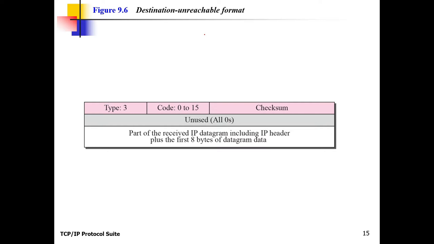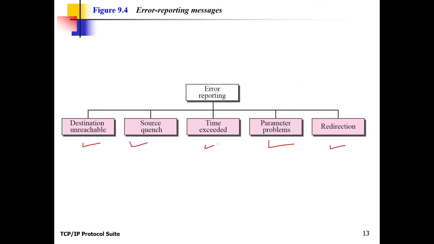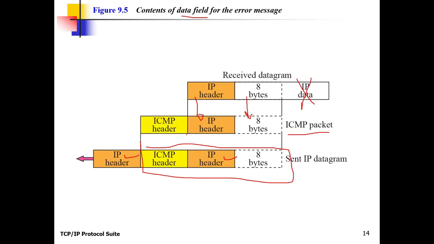So let's take a look at the five. The first one is destination unreachable. Let me go back and remind you. We'll talk about destination unreachable, then source quench, then time exceeded, then parameter problems, then redirection.